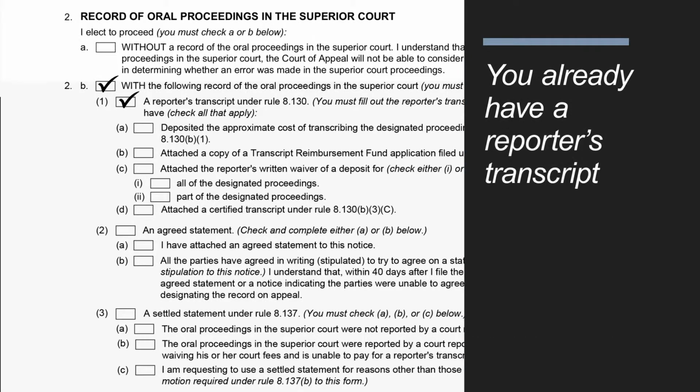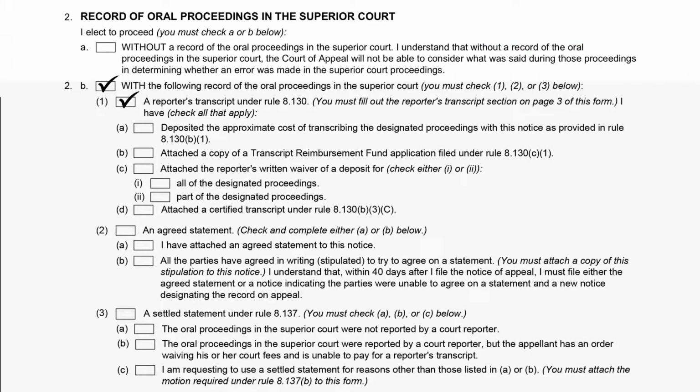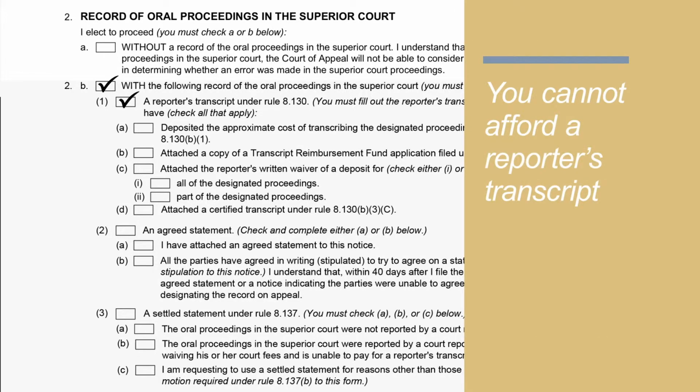If you already have a reporter's transcript that the court reporter prepared and certified as official, you can file it with Form APP-003 and check box D. There may be an additional cost to put the transcript in a new format for the Court of Appeal. If there were oral proceedings but you cannot afford a reporter's transcript, check box B.